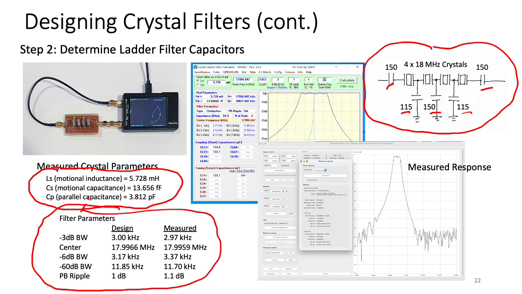Quite accurate, actually. The 3 dB bandwidth of the design parameters was 3 kilohertz. I measured my actual filter to be 2.97 kilohertz. You see the center frequencies match very, very closely. The 6 dB bandwidth is very, very close, etc. So this is a great use of the Nano for building ladder filters that you can use in your existing ham equipment.